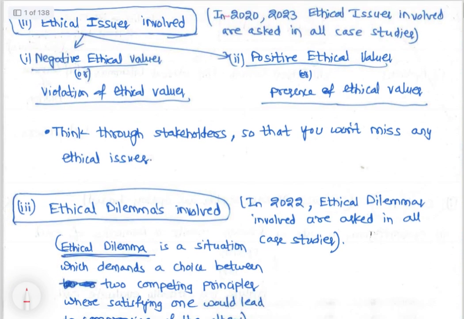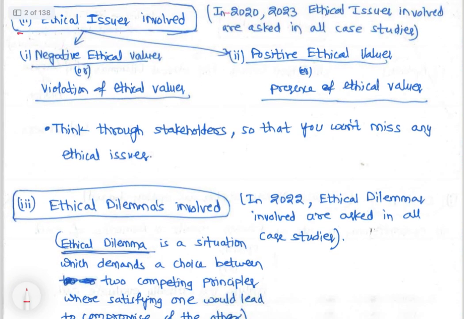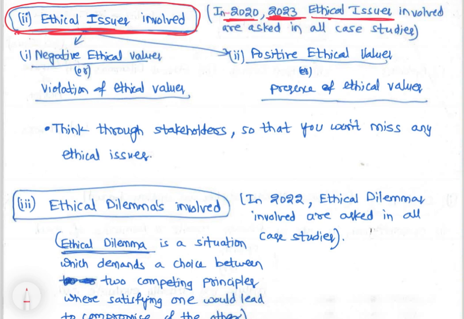Then the second type of case studies is ethical issues involved. In 2020 and in 2023, ethical issues involved were asked in all the case studies. In every case study, they have asked to identify the ethical issues involved in the case. So this makes it very important. We need to be able to identify as many ethical issues as possible.